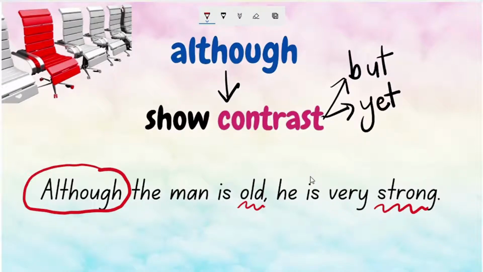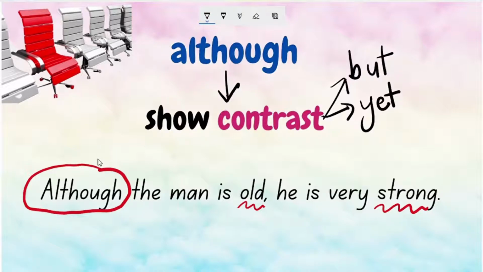yang unusual, tidak biasa. Sebab itulah kita gunakan perkataan although, menunjukkan contrast, percanggahan. Sebab kita kena fikir logik lah for sentence. Usually we talk about things logically. Okay, if you want to use although in the middle, nak gunakan although di tengah-tengah, boleh.